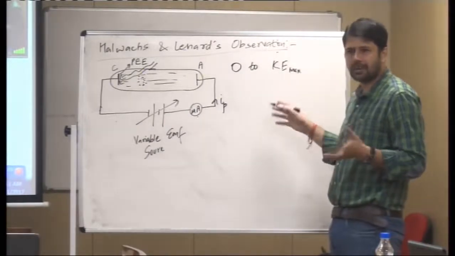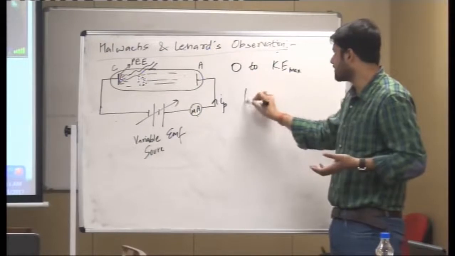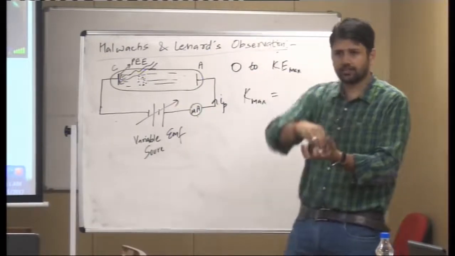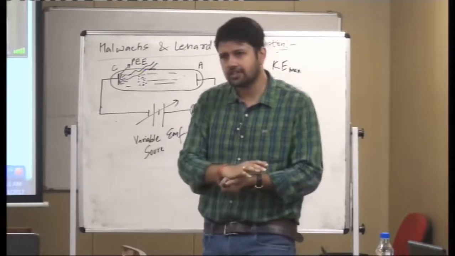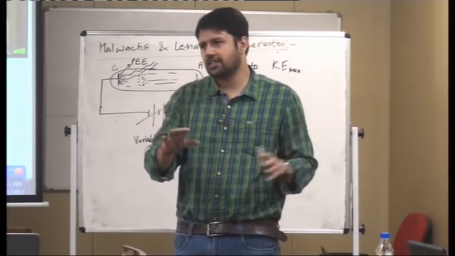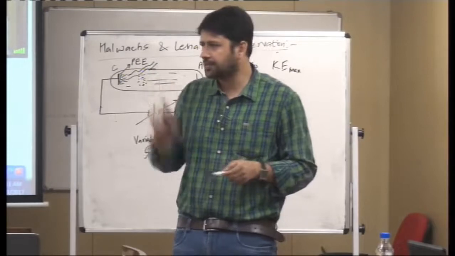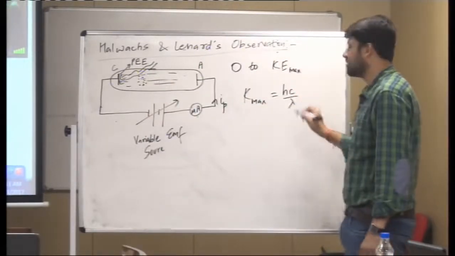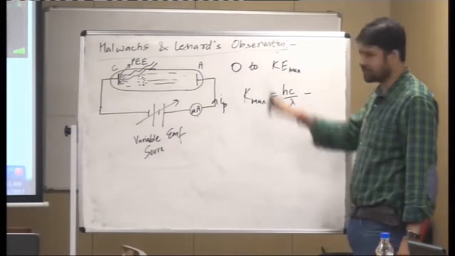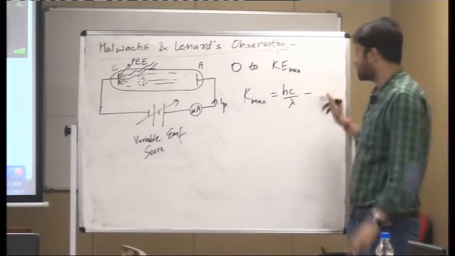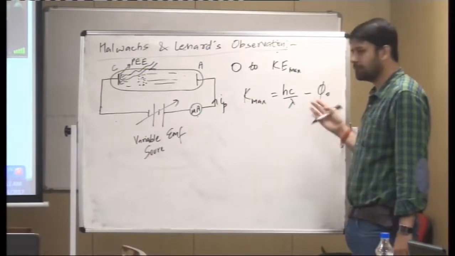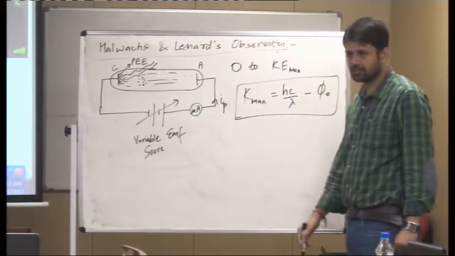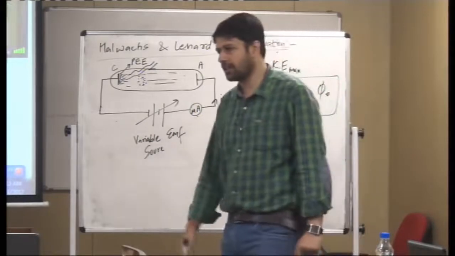Just imagine what must have happened. The best case is what? Electron receives a photon, heads to the surface, spends some energy while exiting the surface and keeps the remaining energy, right? So it receives hc by lambda energy, goes to the surface, spends the work function, and this is the remaining energy. This is the Einstein photoelectric equation, right?